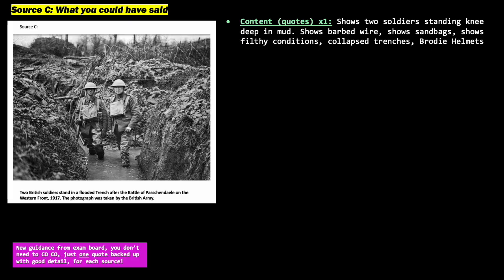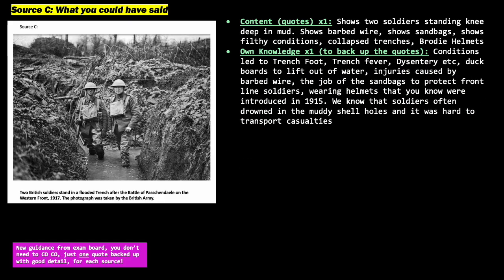So with those things, if you pick any 2 of those things, you then need to support them with your own knowledge. So conditions that led to the trench foot, again, say what you said before. In real life, you probably wouldn't have 2 similar sources like this, where you could probably say the same thing. But you can get on with that anyway.